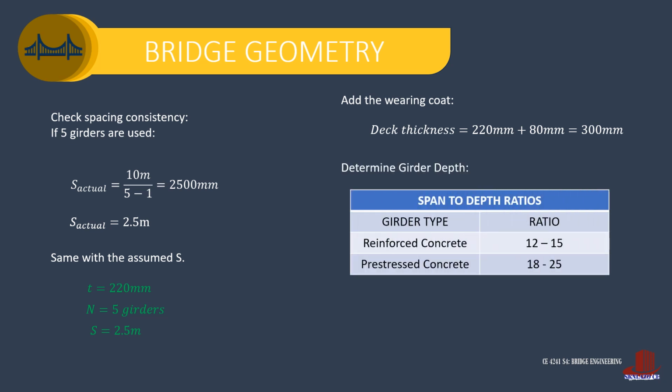Next is to determine the depth of the girder. We know that PSCI girders are to be used. With the span to depth ratio provided, we focus on pre-stressed concrete having the ratio of 18 to 25. The girder depth is then assumed as the length divided by the ratio of 25, and we arrive at 0.82 meters depth.